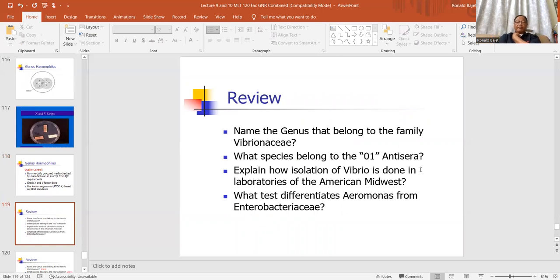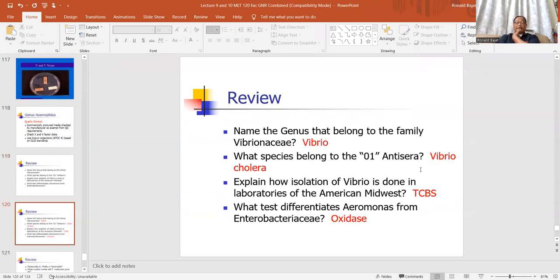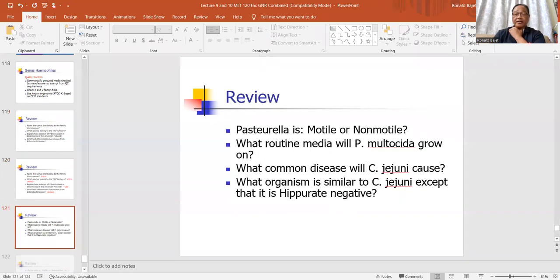Name the genus that belongs to the family Vibrionaceae, and the genus is Vibrio. What species of Vibrio belongs to the O1 antisera? That's Vibrio cholerae. Explain how isolation of Vibrio is done in laboratories of the American Midwest. Normally you would do routine stool culture, but if it's endemic, then you possibly have an endemic population that's infected with Vibrio cholerae, so you can use TCBS if that's the case. What test differentiates Aeromonas from Enterobacteriaceae? That's the oxidase test. Okay, there are the answers. I'm going to send this updated lecture to you. So Vibrio is the genus, Vibrio cholerae is the O1, TCBS is the isolation technique, and the test that differentiates Aeromonas from Enterobacteriaceae is oxidase.